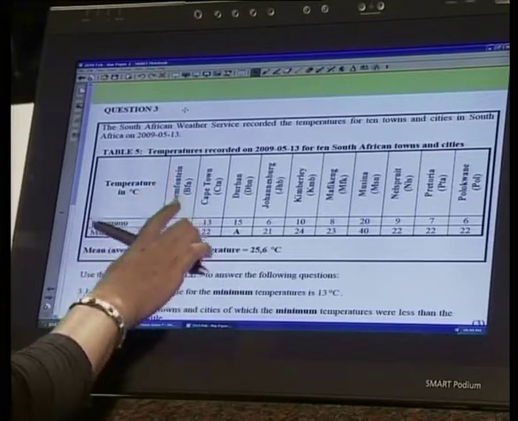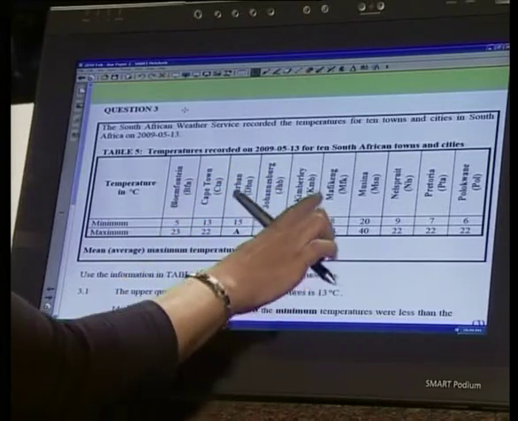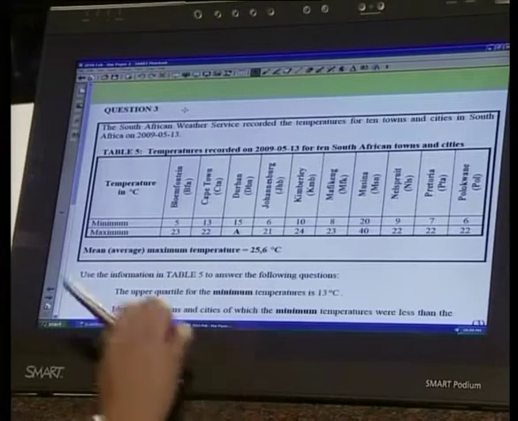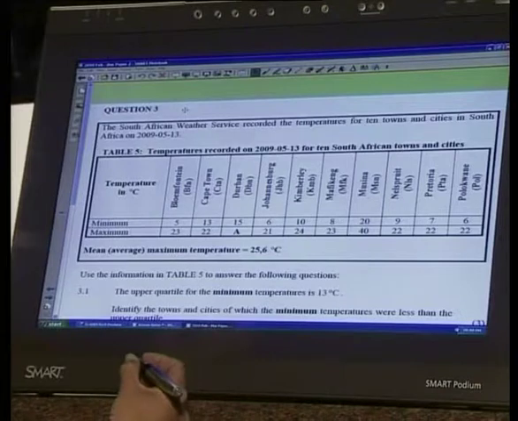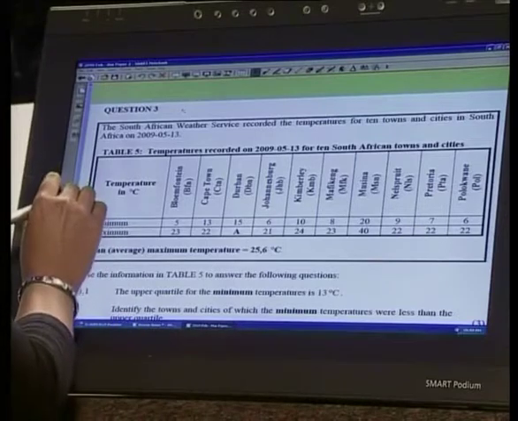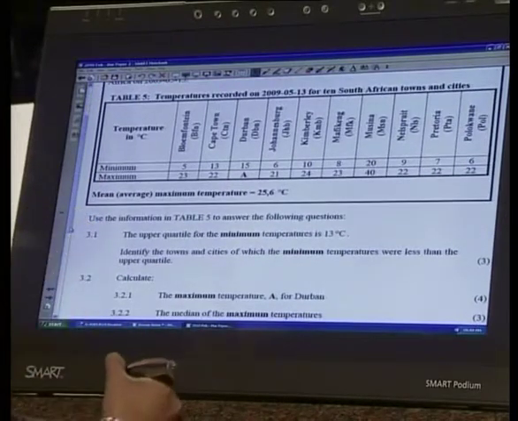you can see they've given us each of the 10 different cities. You've got Bloemfontein, Cape Town, Durban, Johannesburg, Kimberley, Mafeking, Mzina, Nelspruit, Pretoria, and Polokwane. And in the table, they've given you the minimum temperatures as well as the maximum temperatures for each of those cities and towns. All right, let's go straight down to the question then. Okay, they ask us to use the information in Table 5 to answer the following questions.